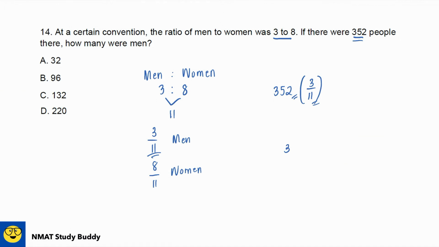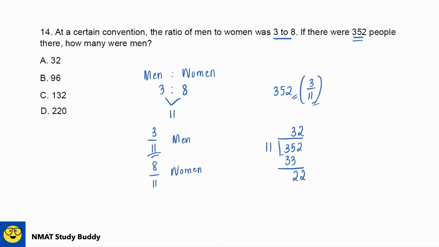So, 352 divided by 11. So, 35 divided by 11 is 3. So, 3 times 3 is 33. Then, subtract. 5 minus 3 is 2. And then, bring down 2. Tapos, 22 divided by 11 is 2. So, yung answer dito is 32.